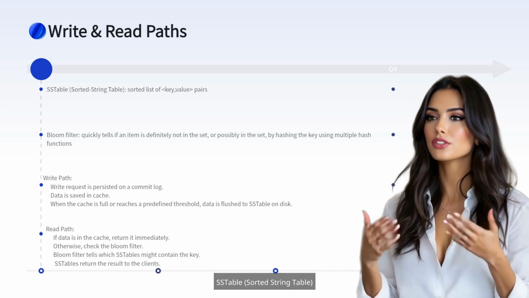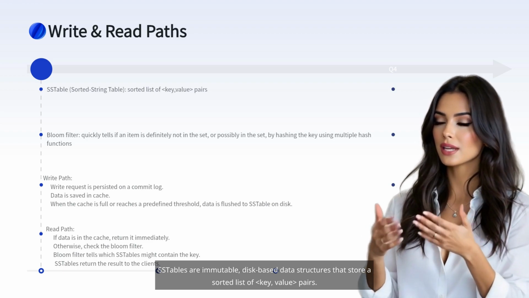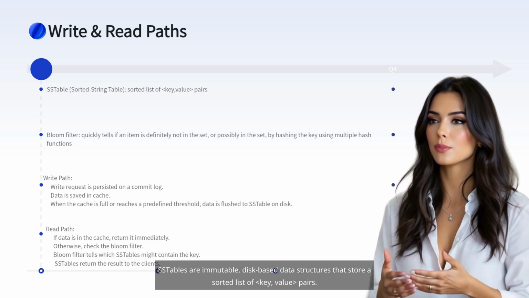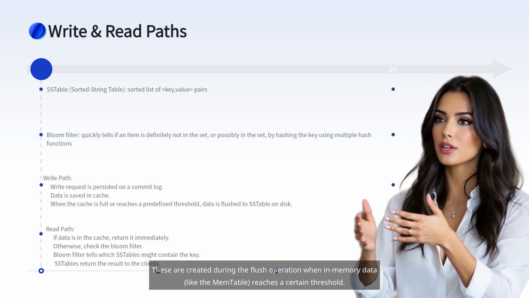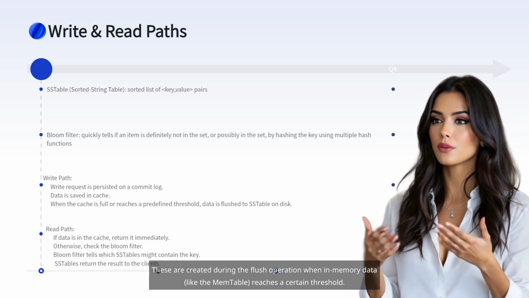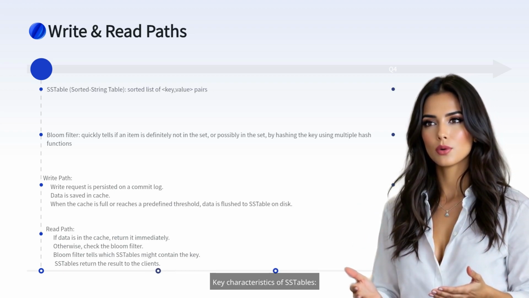SSTable, Sorted String Table. SSTables are immutable, disk-based data structures that store a sorted list of key-value pairs. These are created during the flush operation when in-memory data, like the memtable, reaches a certain threshold. Key characteristics of SSTables.